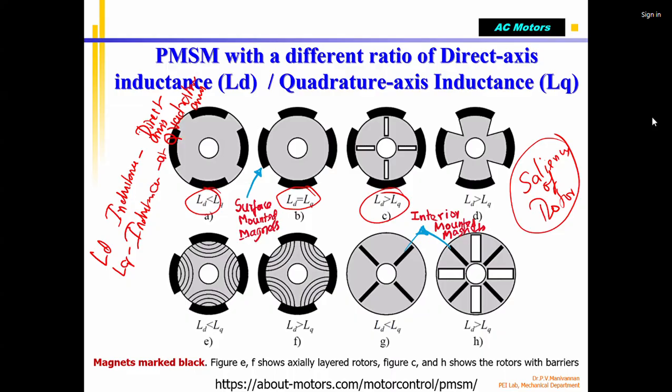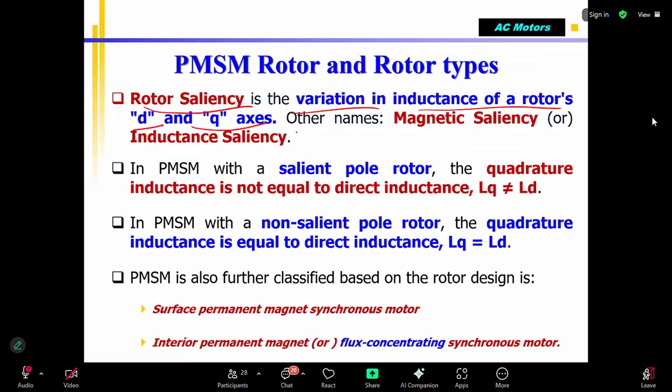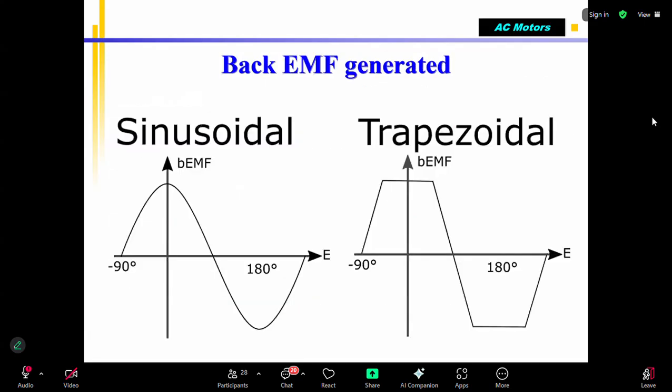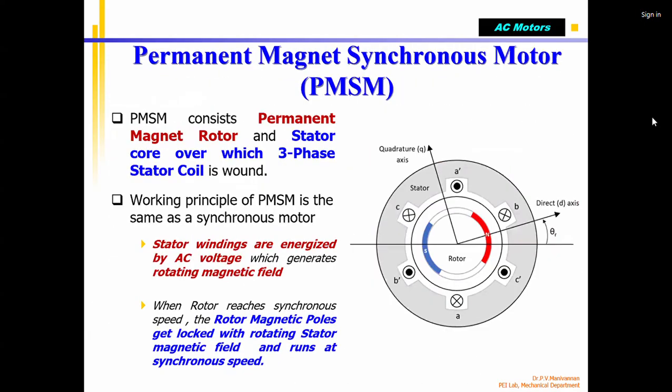For more detail, you can look into books. That's what I want to say here. Rotor saliency is the variation in the inductance of the rotor in D axis and Q axis. D is called direct axis. Q is called quadrature axis. The other name for rotor saliency is magnetic saliency or inductance saliency. Okay, that is shown here, if I show a picture. Yeah, you can see here.